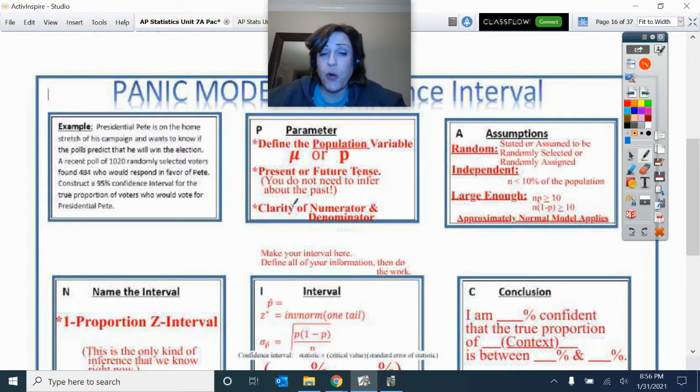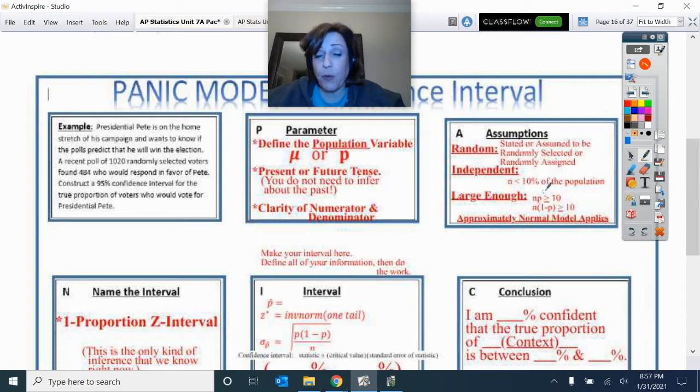Also, you need to make sure you are clear when you talk about a proportion about what the denominator and the numerator are. And so as we go through one of those, I'll make sure that I demonstrate that and model it. All right. And then the A in the PANIC model is our assumptions to get to that approximately normal model to apply. So that's our random, our independent, and our large enough.